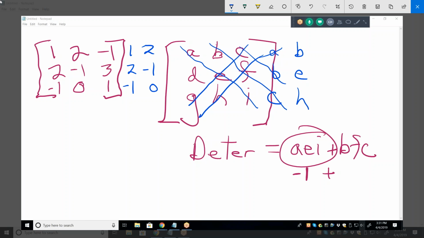Is that right? Yeah, you're right. It would be BFG. Yeah, I miswrote that. Okay, so what is BFG? That is minus 6. Okay. And then the next one is CBH. 0.